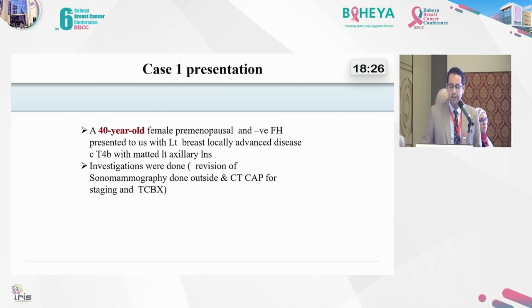The first case, a 40-year-old premenopausal woman, negative family history, presented to us with a left locally advanced disease, T4, with a palpable left axillary lymph node. Investigations were done: revision of the sonomammography done outside the center, CT for staging, and true-cut biopsy from the left breast mass.